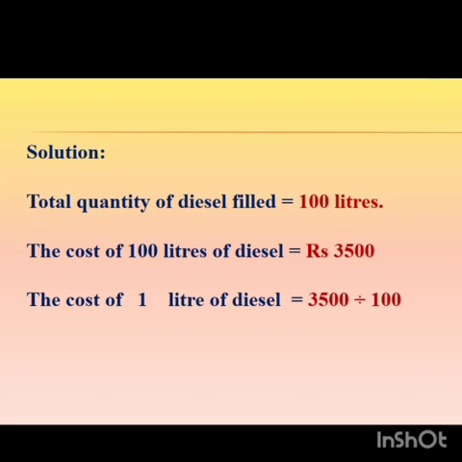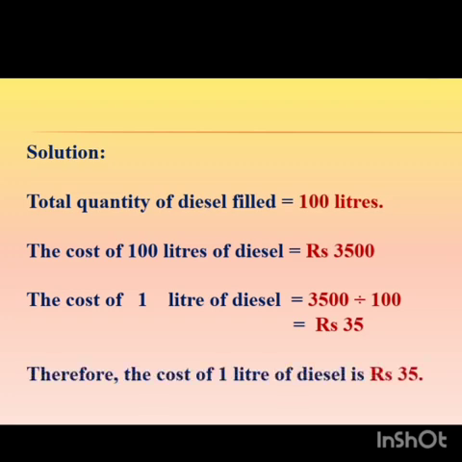Here also you can see that 100 is more than 1. That means many is given and we have to find out the value of 1, that means the cost of 1 liter of diesel. So definitely we have to follow the division method. And if you divide 3,500 by 100, you will get 35 as a result. That means the cost of 1 liter of diesel is rupees 35.